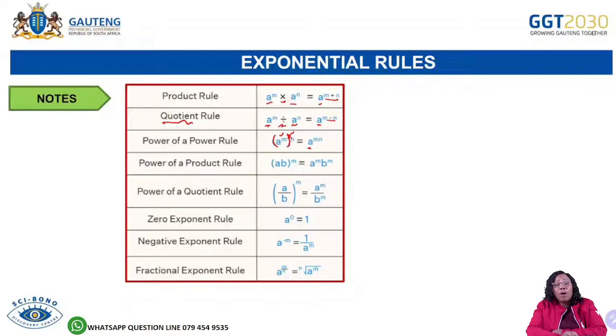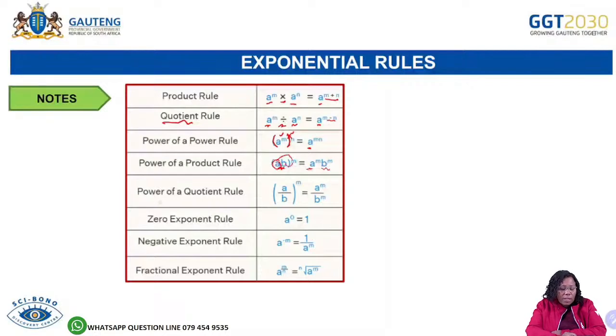And then we have the power of the product rule. Product is when you multiply, and then this product A times B is sharing the same exponent M there. So the rule says that you can separate this and let A take that exponent and also B take this exponent separately.